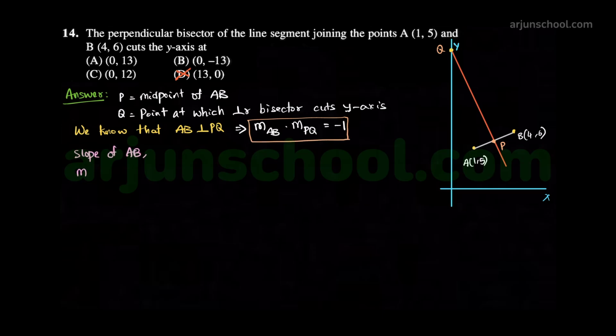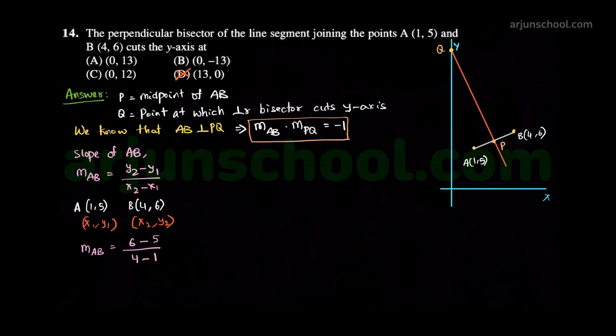Now let us find the slope of AB. Slope of AB, MAB, is equal to (y2 minus y1) by (x2 minus x1), where point A (1, 5) and point B (4, 6) are (x1, y1) and (x2, y2) respectively. Slope MAB is equal to y2 is 6 minus y1 is 5 divided by x2 is 4 minus x1 is 1. 6 minus 5 is 1 divided by 4 minus 1 is 3. Therefore, the slope of the line segment joining the points A, B is 1 by 3.